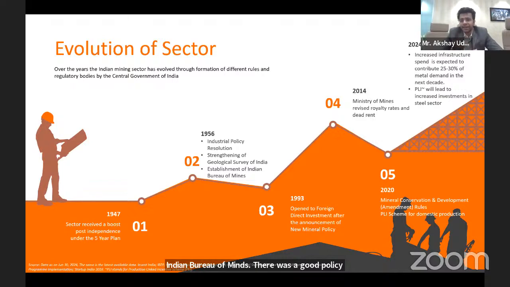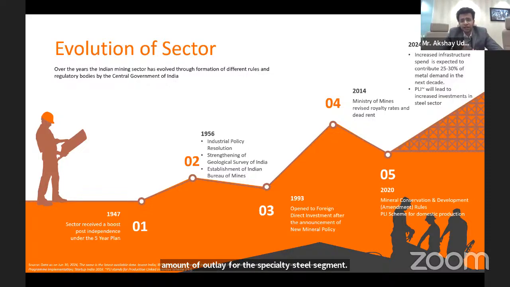The major move came when there was liberalization in the 90s and foreign direct investment was allowed in this sector, and it opened the doors to new global players in India. If we go to the previous decade, from 2014 to 2024, the government has increased its overall focus on the metal sector. The Ministry of Mines has taken various steps to increase the overall production capacity. They revised the royalty rates, and in 2019 the government came out with the production linked incentive scheme, which had a good amount of outlay for the specialty steel segment.